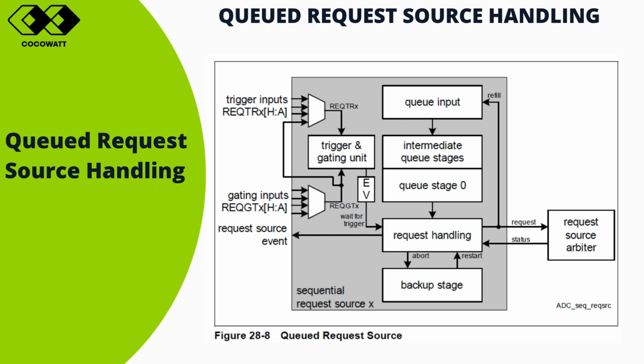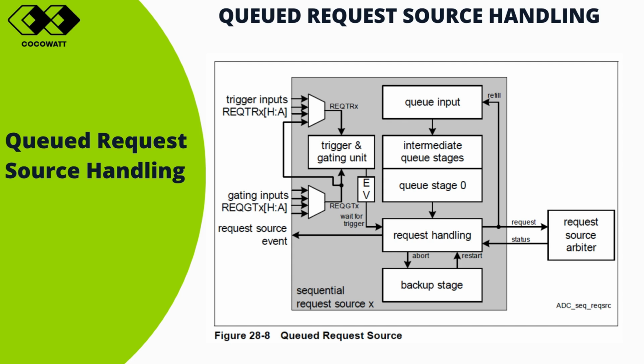This way, no conversion is lost. Instead, the aborted conversion gets another chance in the next arbitration cycle even before stage 0 is processed. The trigger and gating unit plays a key role here. It listens to selected external signals. For example, a timer can send out a request to align conversion with a PWM event. A trigger event can come from either a software component or a hardware signal.